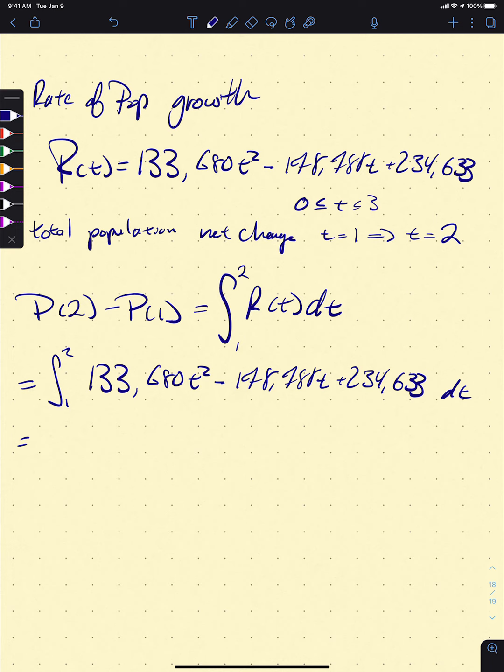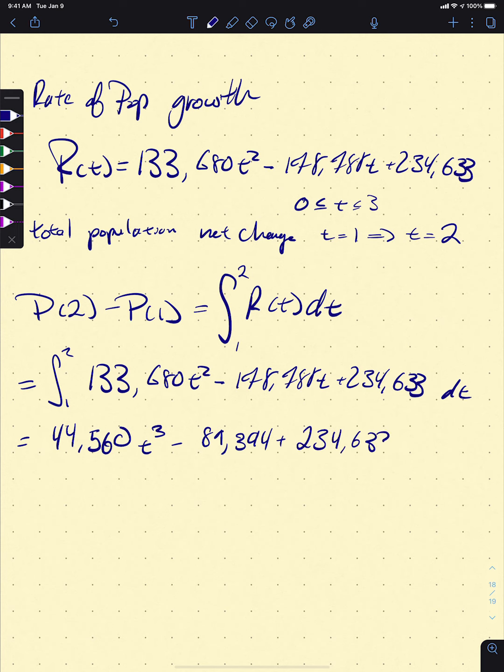Working with these coefficients is a bit nasty, so I've gone ahead and simplified the math a little bit. 44,560 t cubed. When I divide that second coefficient by 2, it's going to come out to 89,394, and 243,633 t's. That should be a t squared. And then we evaluate this between 1 and 2.